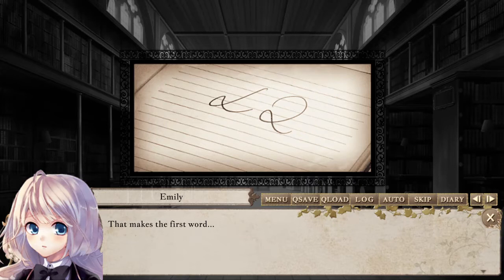Is it an F? And... Man, I honestly don't know what letters these are. To me, it looks like an L and a 2, but that doesn't make any sense. What's my options, Emily?